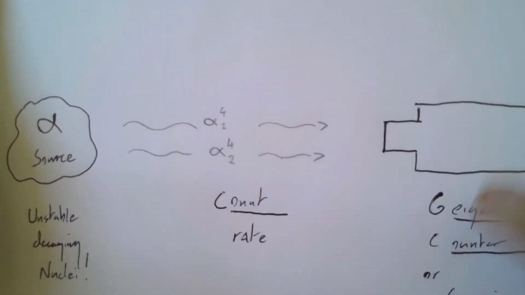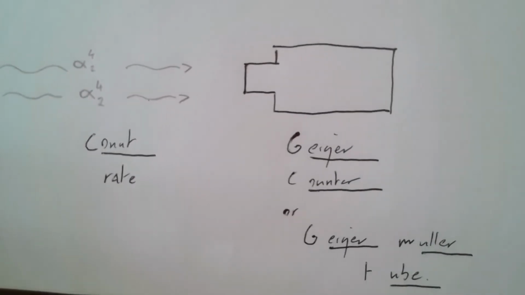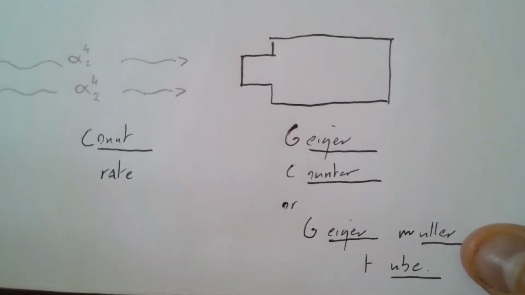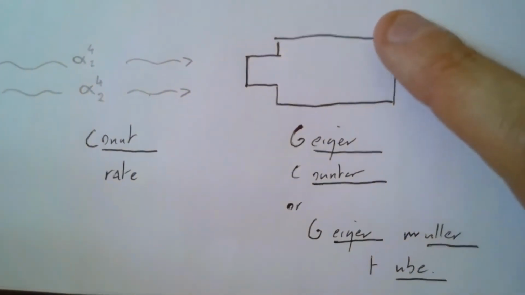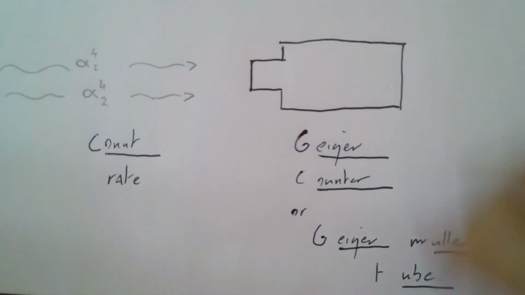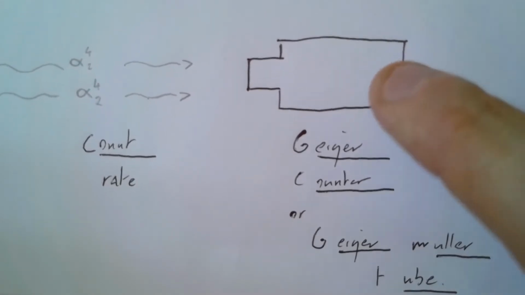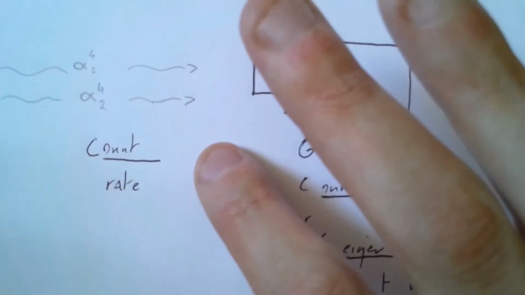So the Geiger counter, how you'd measure this, which is called a Geiger counter or a Geiger-Müller tube, detects those particles. So it can detect how many of them are being released in a certain time. It will tell you your count rate.